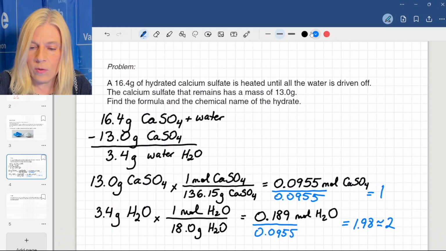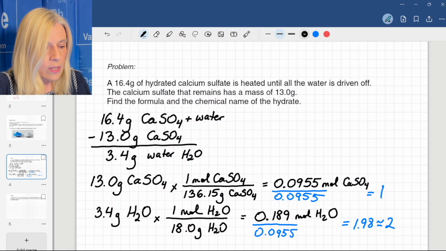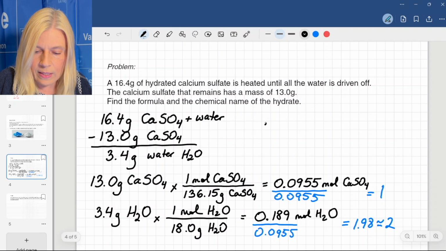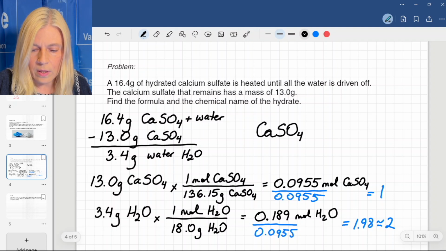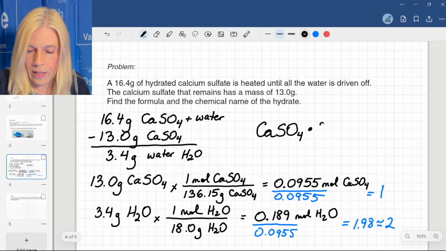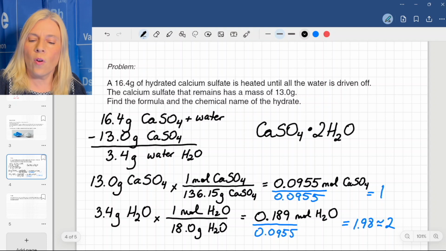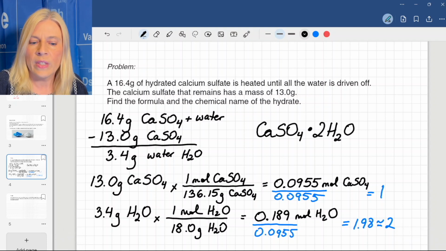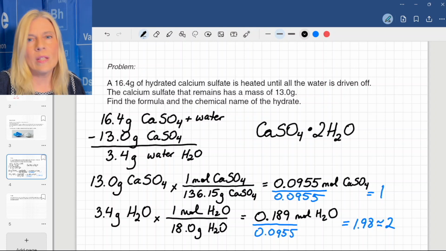So now I can write my formula, right? The formula is calcium sulfate, and it's 2 water molecules. So for 1 mole of calcium sulfate, we have 2 moles of water, right? And the name is calcium sulfate dihydrate. There you go. That's it. Let's do one more problem.